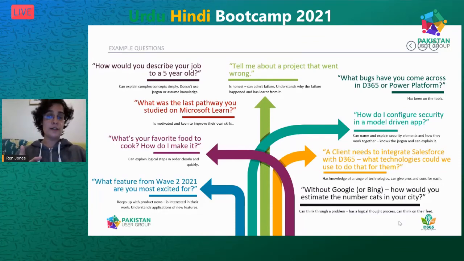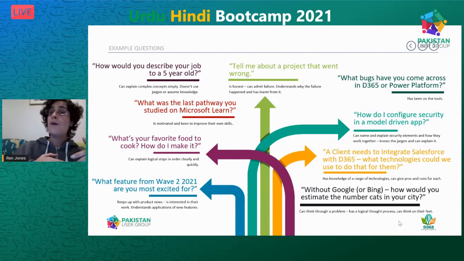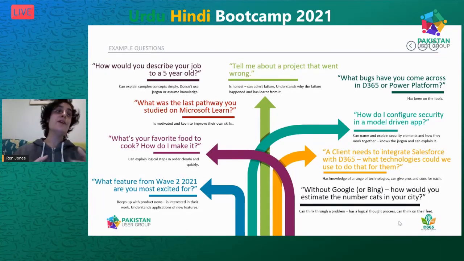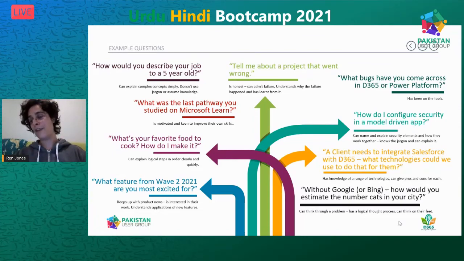Okay. So next up, a problem solving one. Without using Google, and I've put Bing in brackets, or any search engine. So a good way to do this sometimes is to say, if you're stuck on a desert island, how would you estimate the number of cats in your city? So what you're looking at there is for someone that can think on their feet. It's a bit of an unusual question to be asked, but you want someone that can pivot and talk you through a logical thought process on how they might do that.